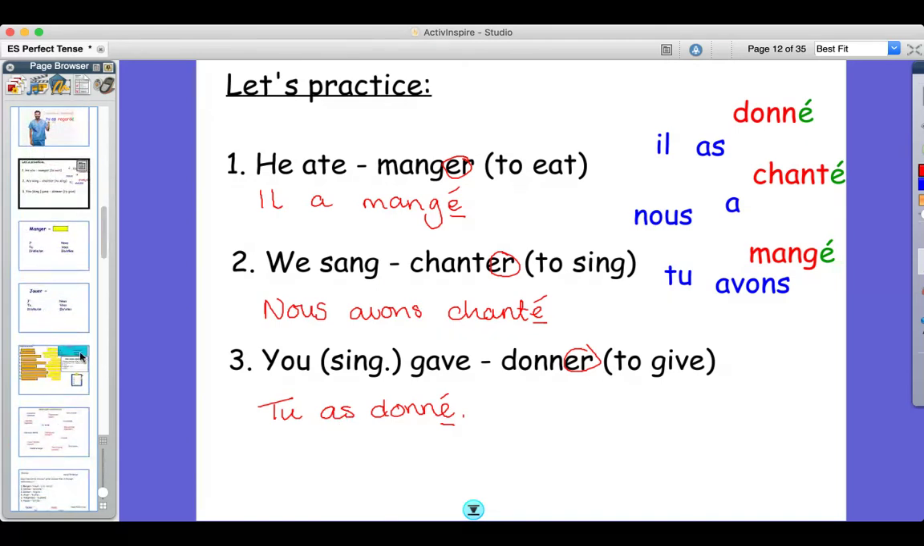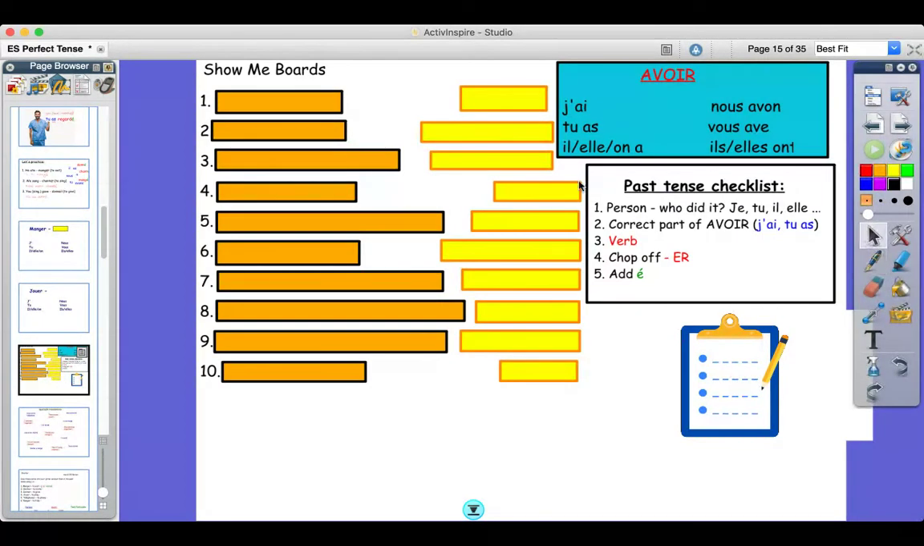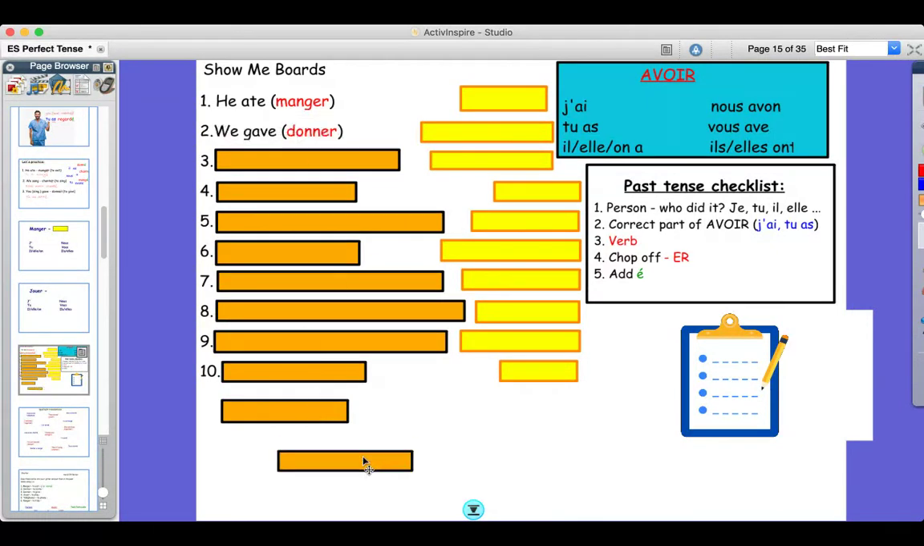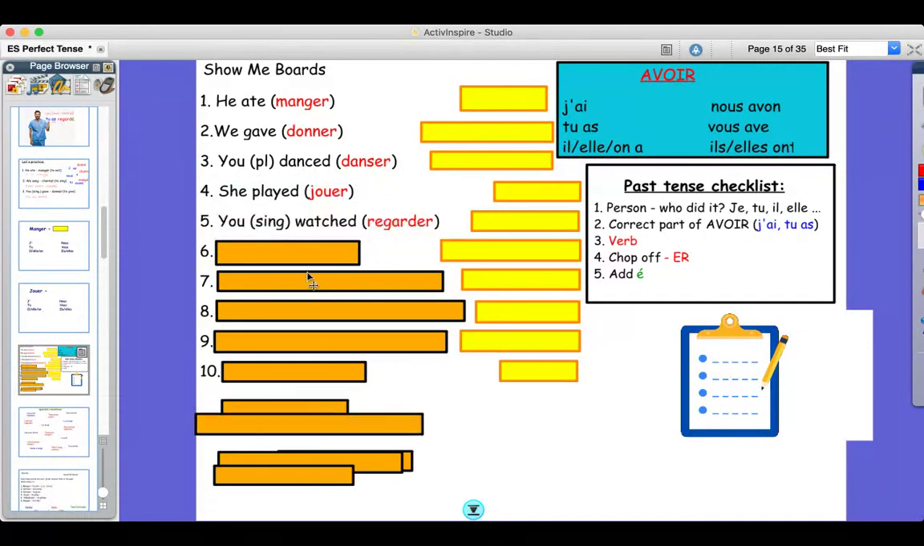So let's practice some more. These are all er verbs. So pause the video just now. I'll show you the sentences that we're going to do. I would like you to translate the following sentences. Once I've shown you them all, you can pause the video and we'll go over the answers.